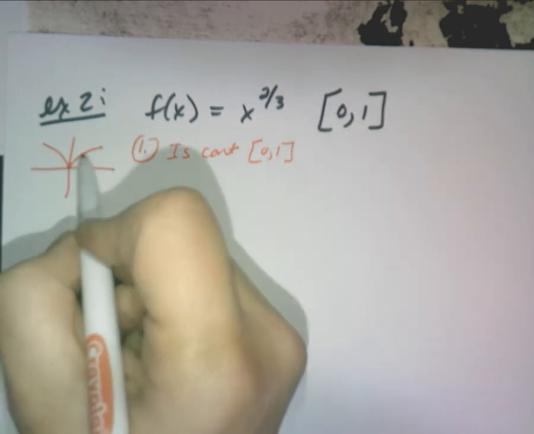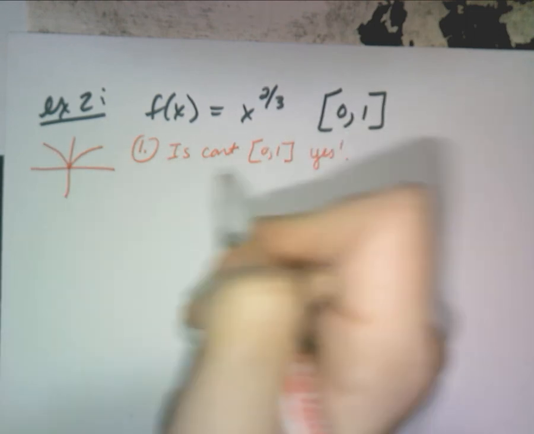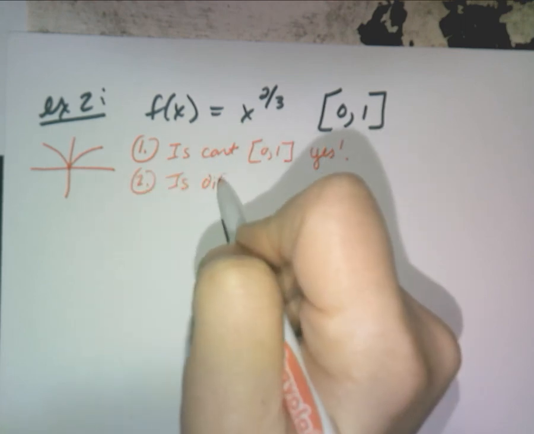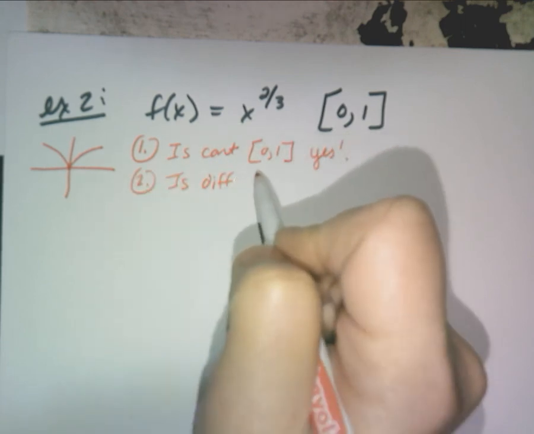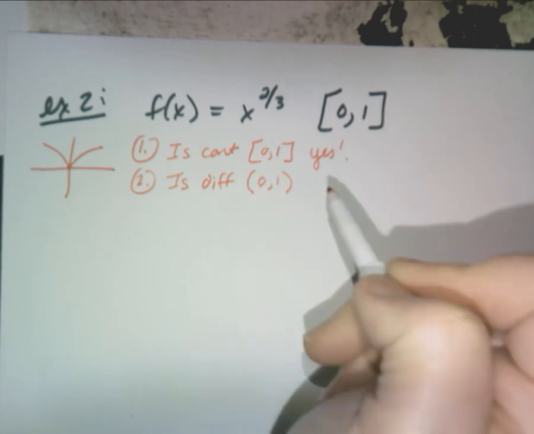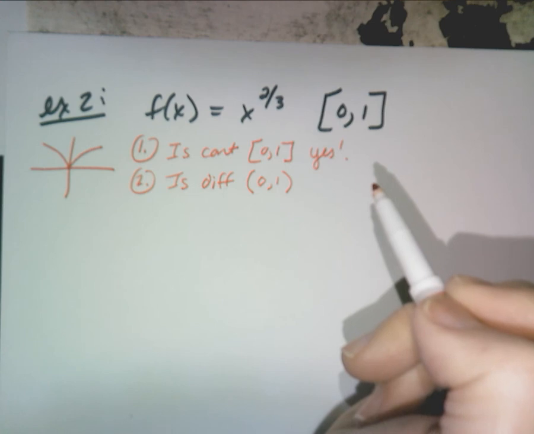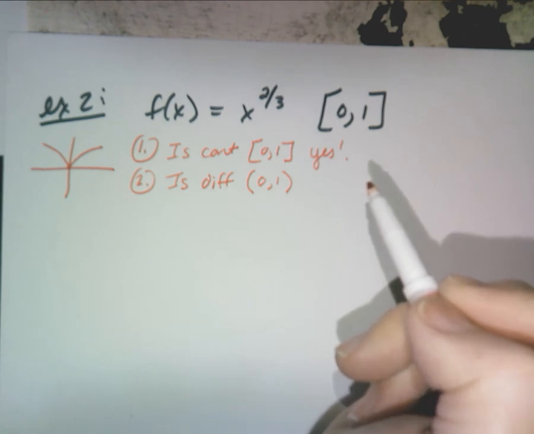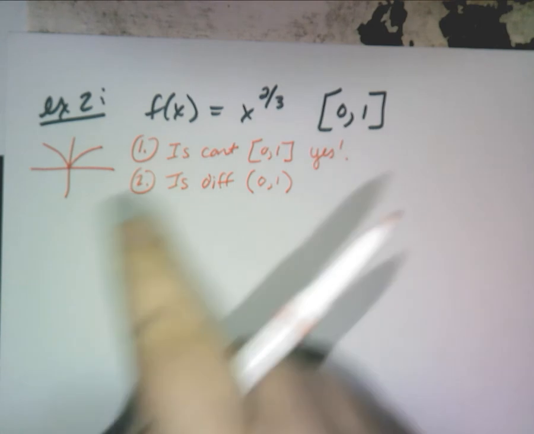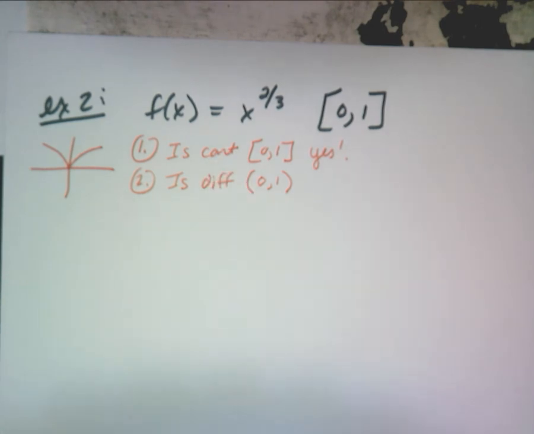Yes, my pencil will move the entire time. Yes, okay. Here's where students will get this wrong. Is it differentiable? Watch this. On the open interval of 0 to 1? Yes. Why yes and not no? Because it's exactly. I didn't close at 0. It's not closed at 0.